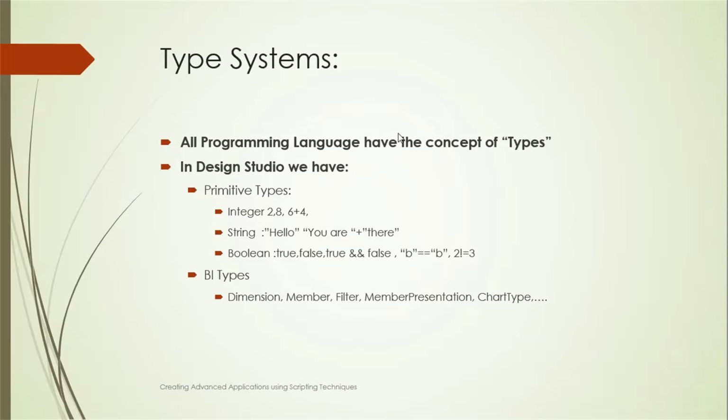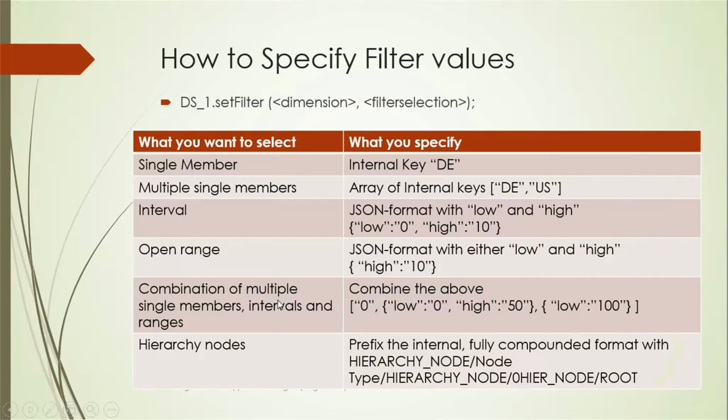Now, the type system. Type means data types. All programming languages must have some concept of types, like integer and string. In DesignStudio as well, there are primitive types: integer, string, like a small hello, and boolean, true or false. This is an example of how we can use BI types: dimension, member, filter, member, presentation, chart types. So these are the BI types.